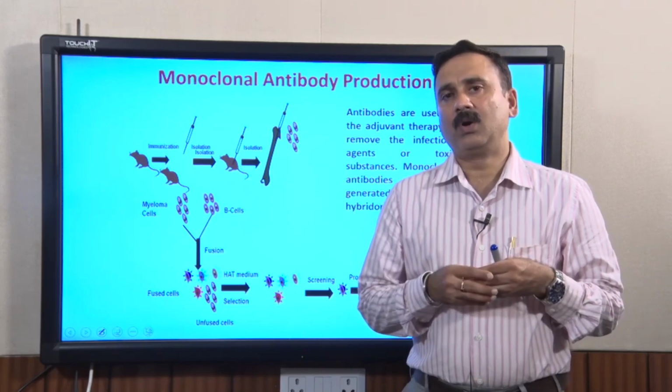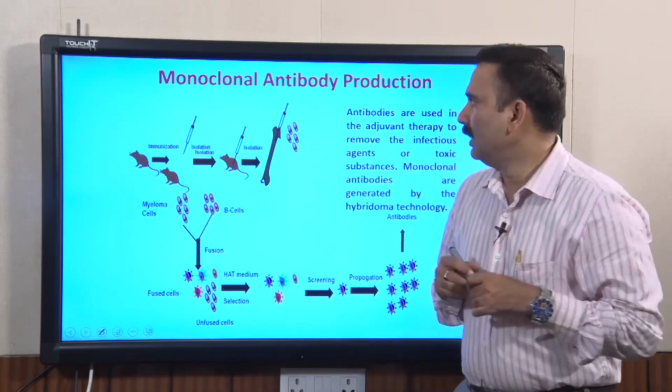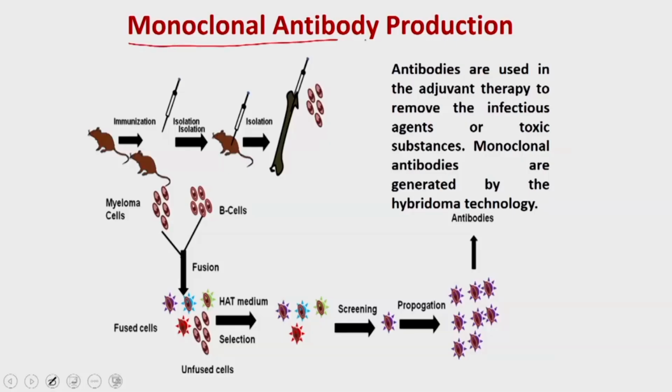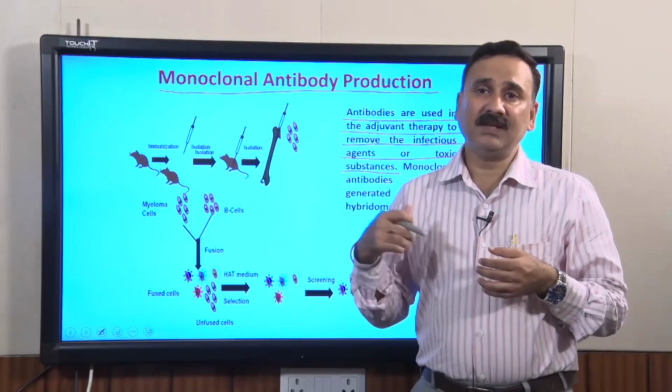Now, today we are going to discuss the production of monoclonal antibodies. A monoclonal antibody is an antibody which is used in adjuvant therapy to remove an infectious agent or toxic substances. For example, if someone is getting a snake bite, the venom contains different types of enzymes, which have neurotoxicity as well as hemotoxicity. These enzymes can be neutralized simply by using a monoclonal antibody against those enzymes.